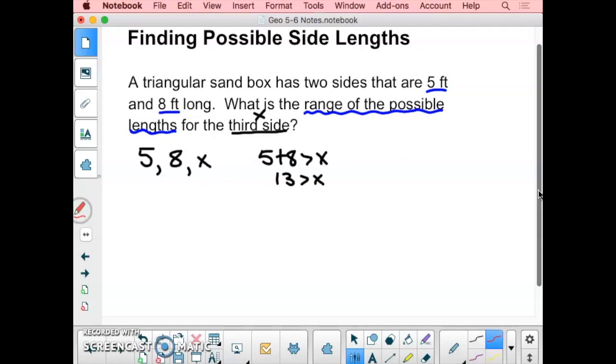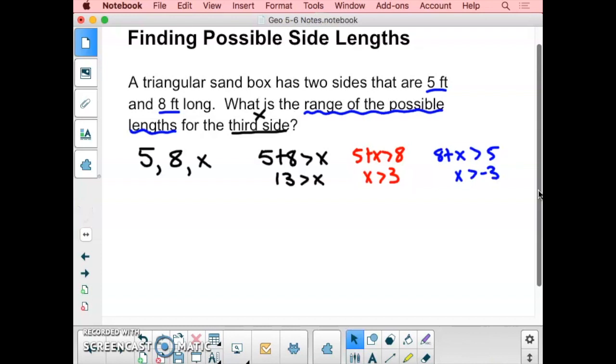Okay? I'm going to move some things around. 5 plus x has to be bigger than 8. When I subtract both sides by 5, x has to be bigger than 3. Okay? And then there's only one that I haven't done still, and it's kind of a weird one. 8 plus x has to be bigger than 5. When I subtract both sides by 8 there, x has to be bigger than negative 3. But we can't have a negative length anyways, and we already know that x has to be bigger than 3, so this is kind of an extra answer. Doesn't make much sense, okay?